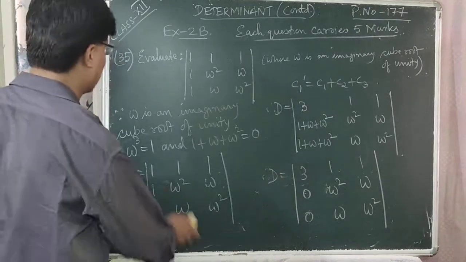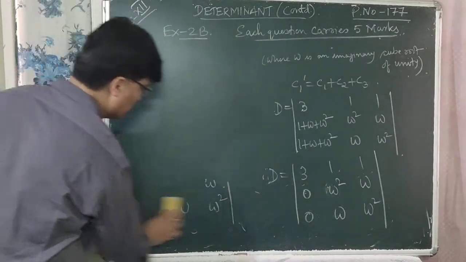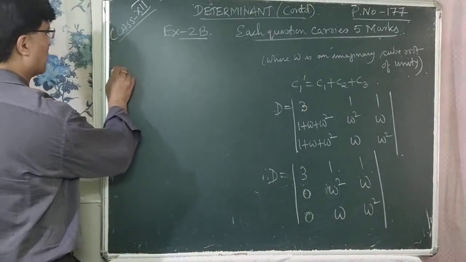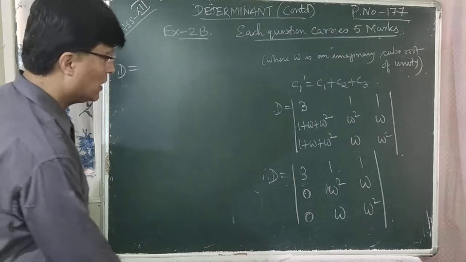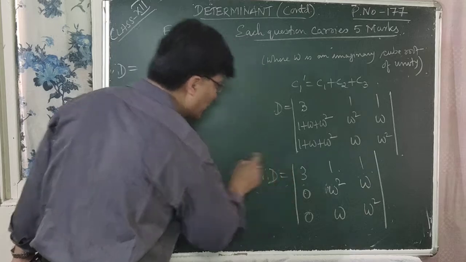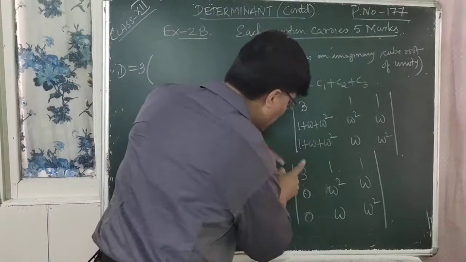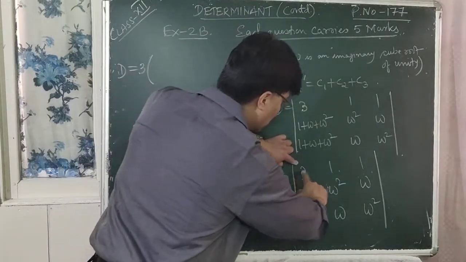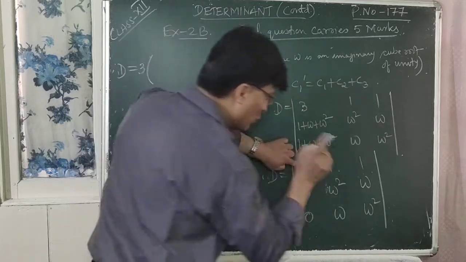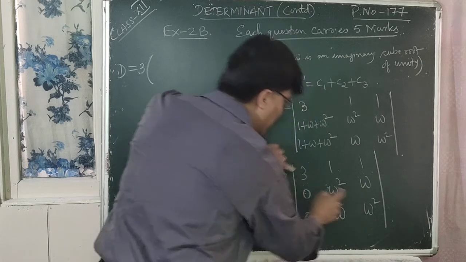So now let us expand it with respect to the first column, because in the first column two elements are 0. Therefore, D is equal to, expanding with respect to the first column, plus, minus, plus, so plus 3. Now within the bracket, if you consider the element 3, you have to delete the row and the column through the element 3. That means the first row and first column are deleted. What remains? Omega square, omega square. So cross multiply, omega square by omega square.